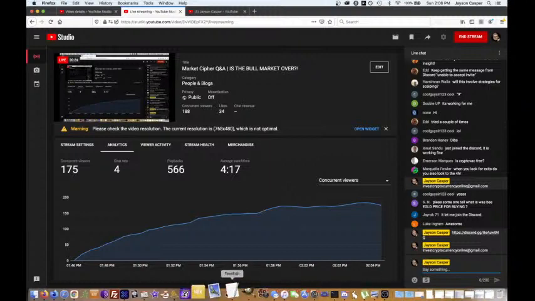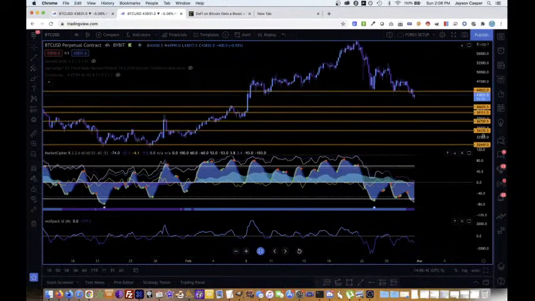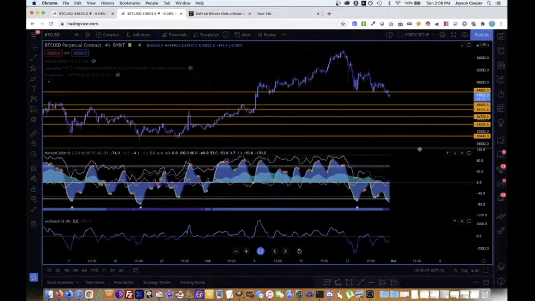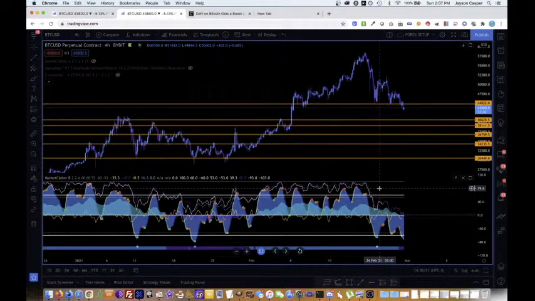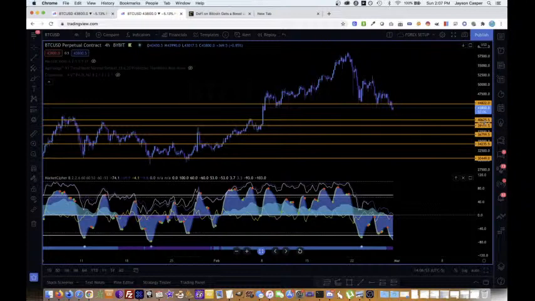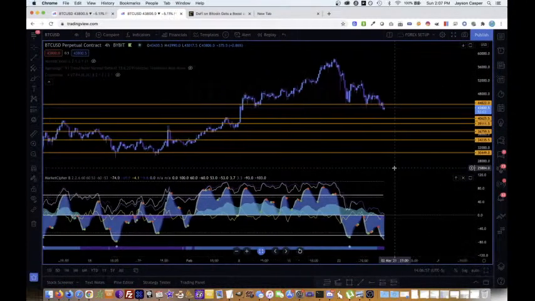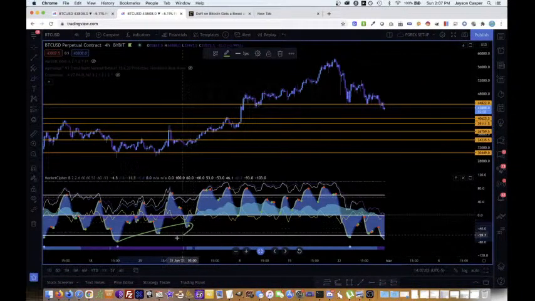Alright guys, let's get back to the Bitcoin chart here. I'm expecting us to come back down and test that 40,000 level. And once we do that, I'm expecting another similar amazing setup like what happened right here.